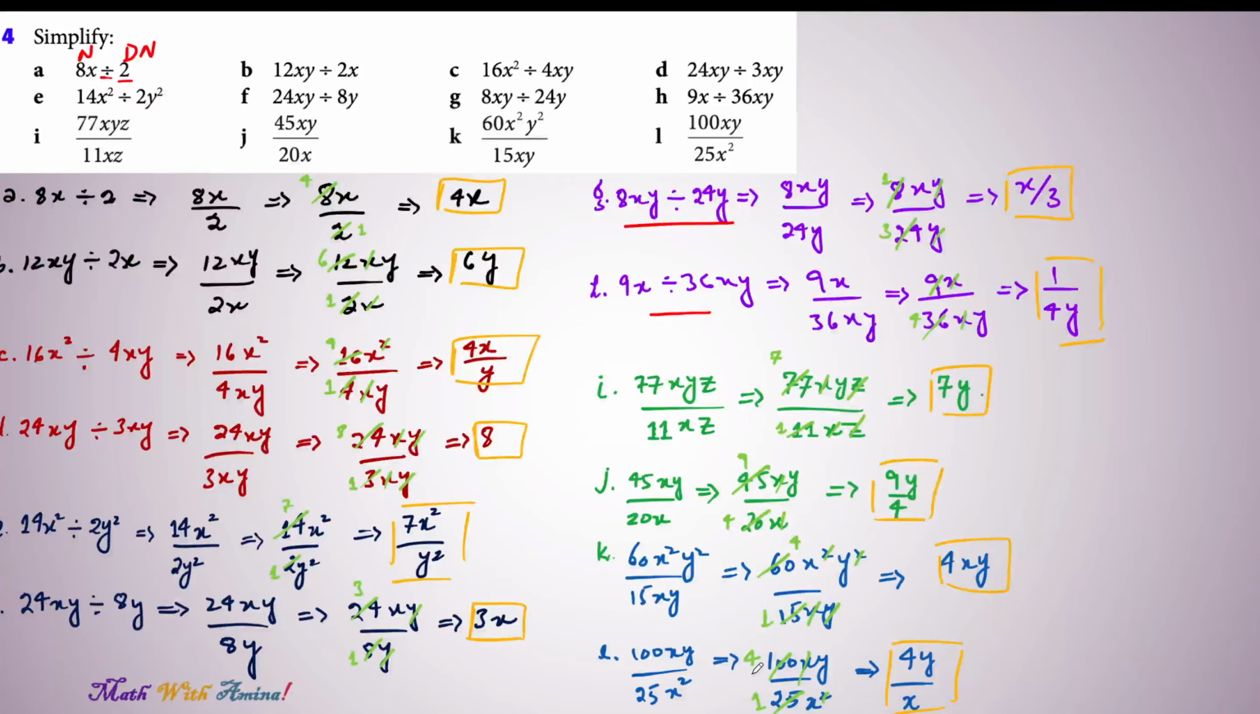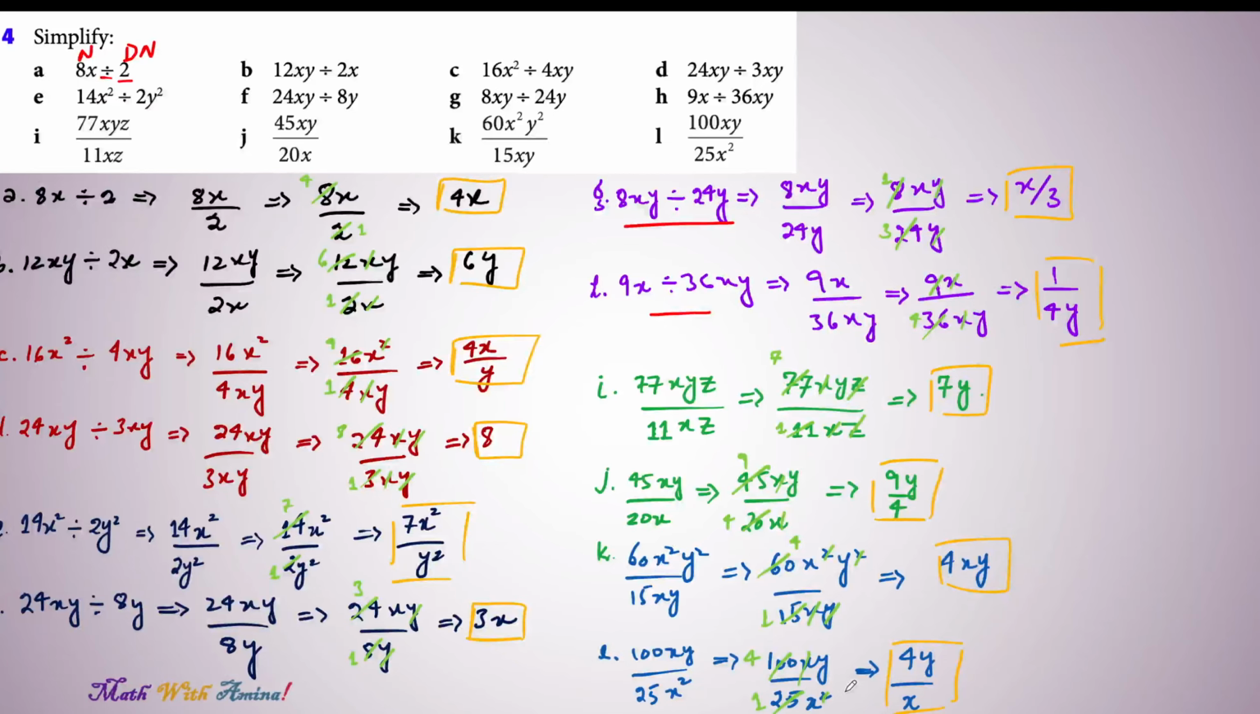Therefore the final term that we get after the simplification of this expression would be 4y over x, because in here 1x was cancelled with the x in the numerator and the other x is remaining, because in here the power of x was 2, so only 1 was cancelled. So that's all for this question and its simplification.